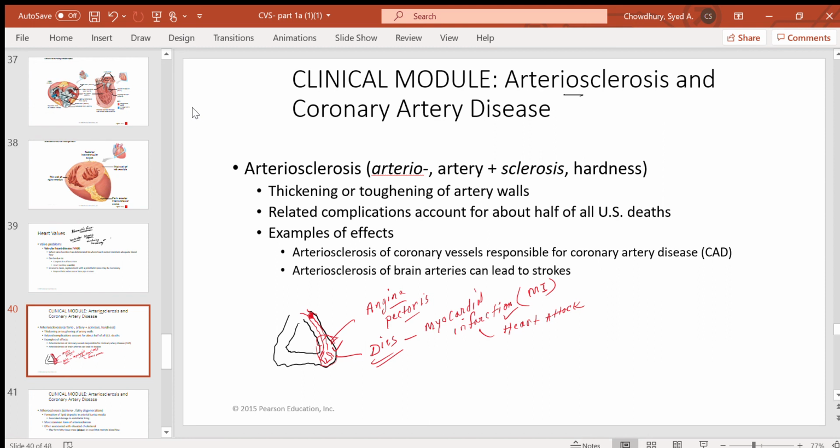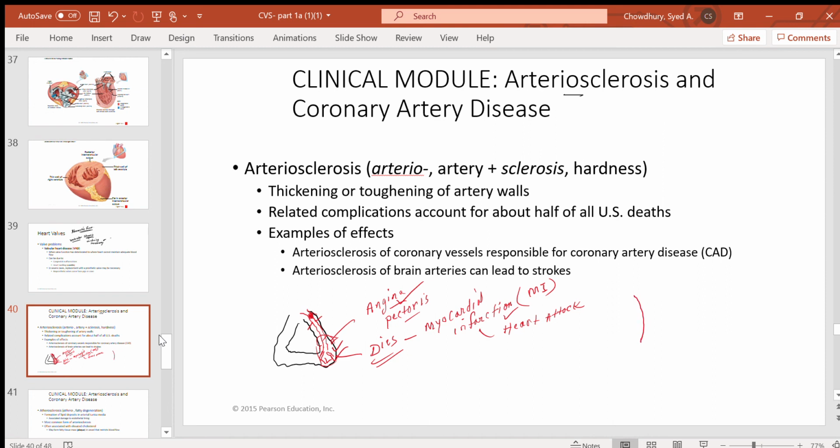So you will see patients take a medicine called nitroglycerin under the tongue, sublingual, and that will dilate the artery, so more blood will reach this area and the pain will be relieved or will be gone.